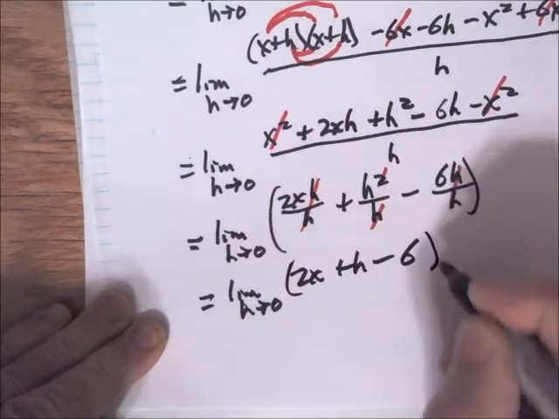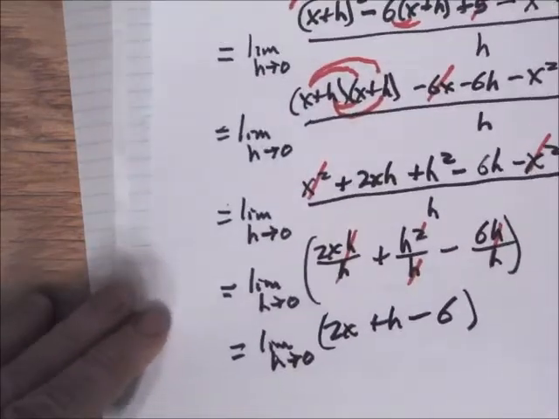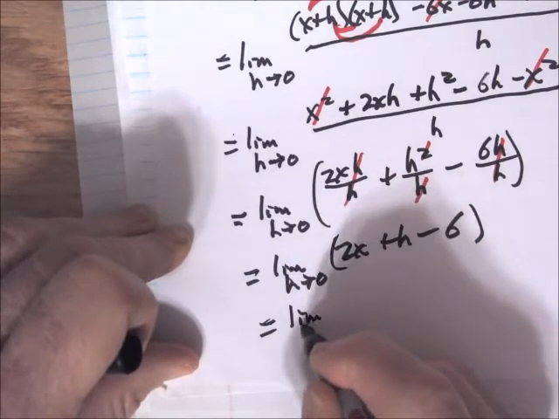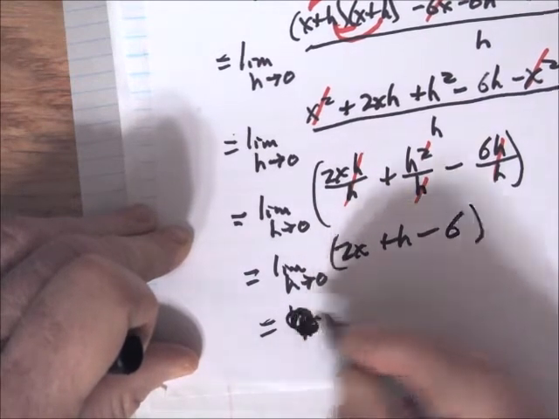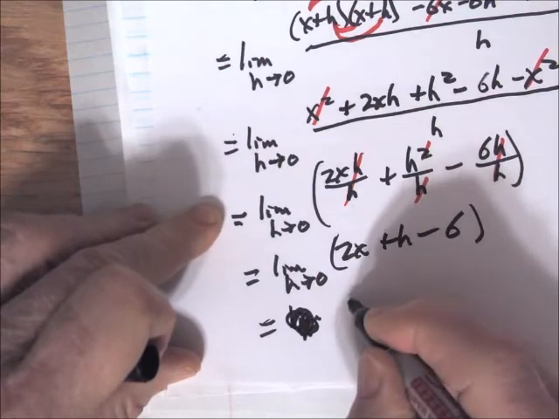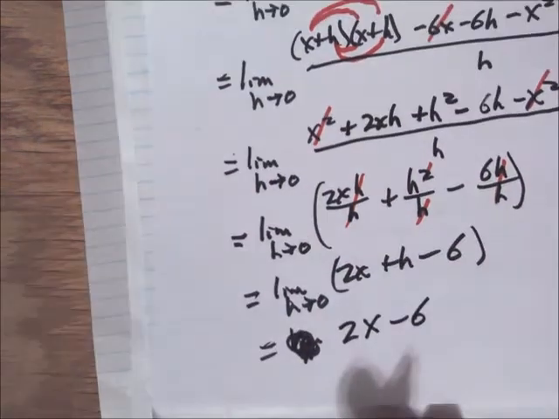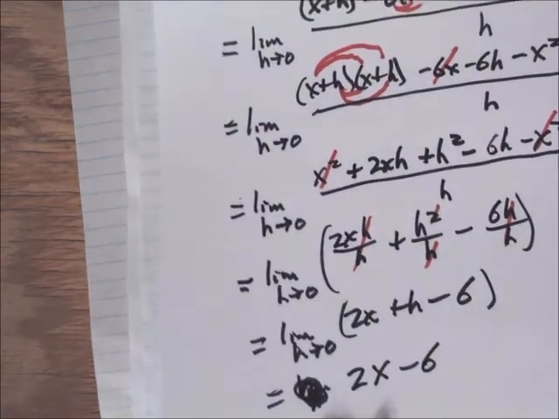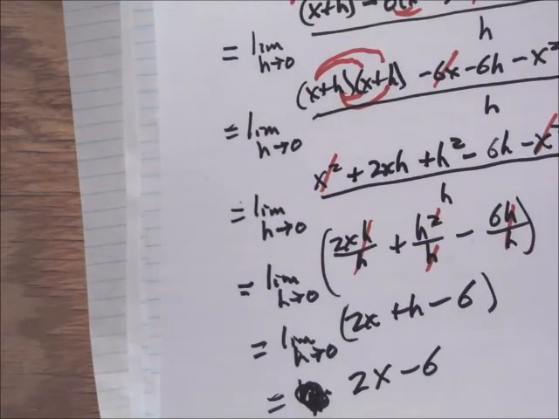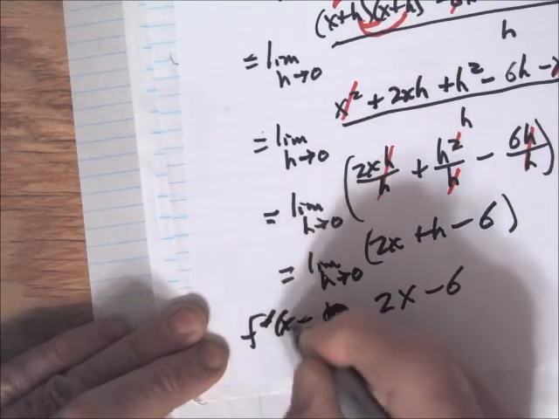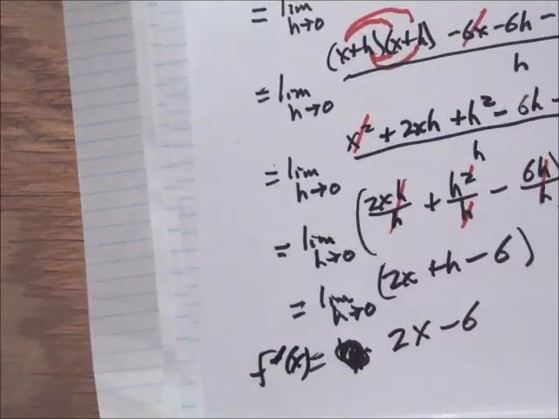So that's actually the slope of the secant line, and then if we take the limit, we get a formula for the slope of the tangent line. So this is the slope of the tangent line, or the instantaneous rate of change, is going to be 2x minus 6. So that's f prime of x. It's called the derivative, denoted f prime of x.